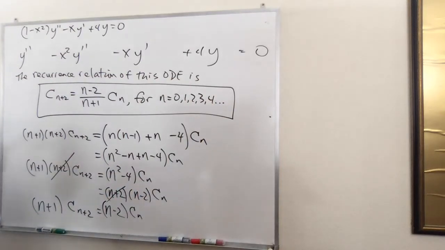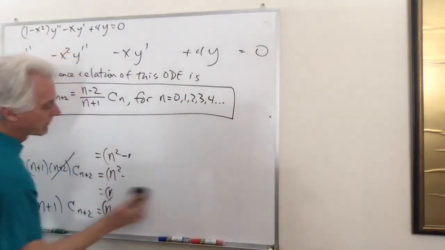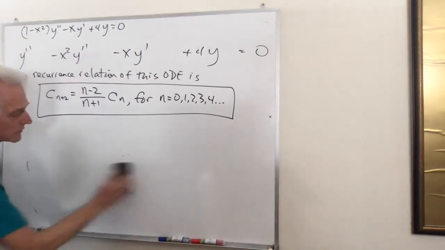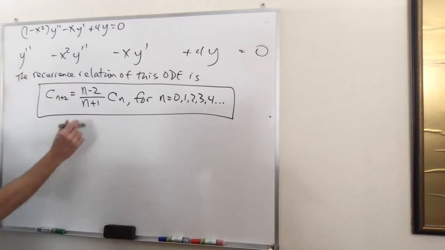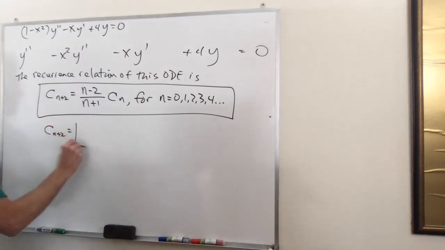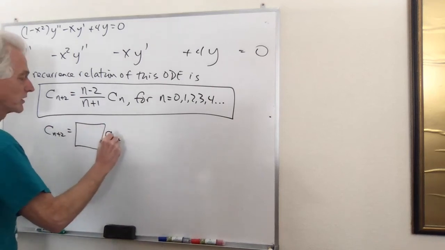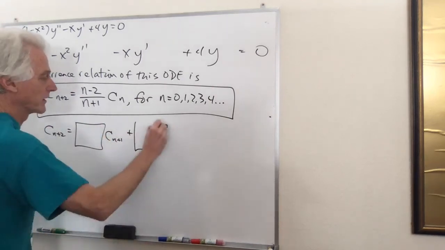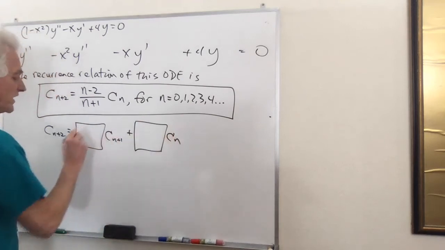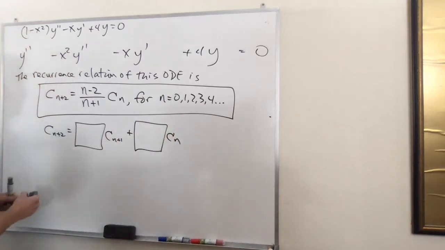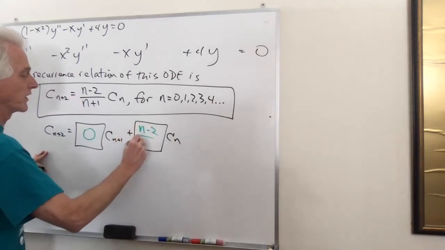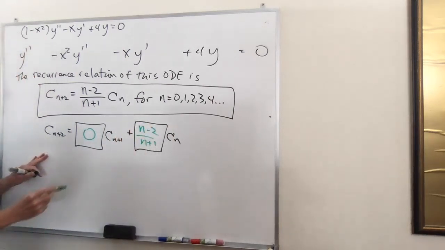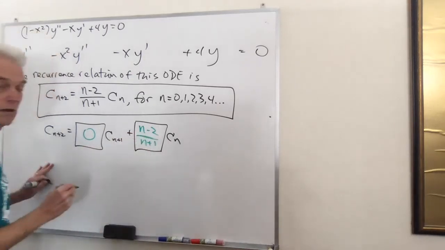All right. So to answer the WebWork problem, if this were your problem, it would be Cn plus 2 is a blank times Cn plus 1 plus another blank times Cn. You'd fill in a 0 here, and you'd fill in n minus 2 over n plus 1 in here.